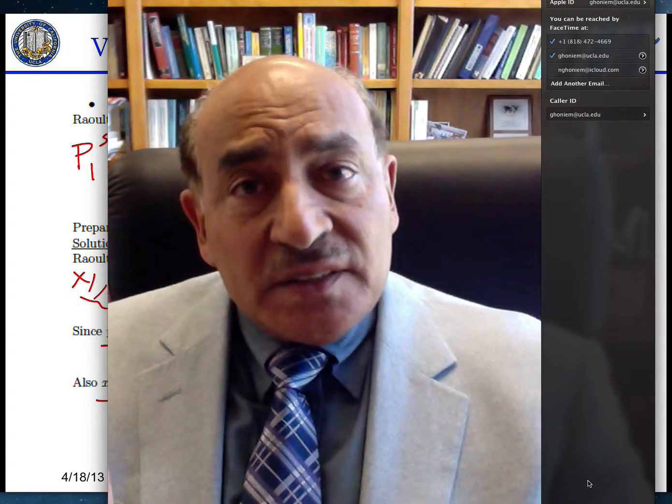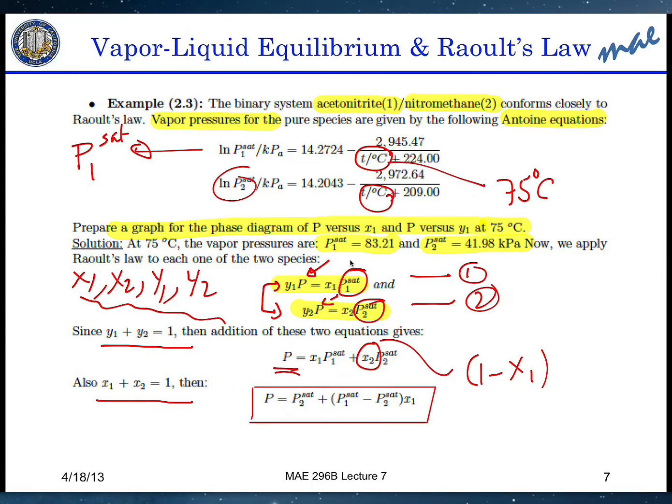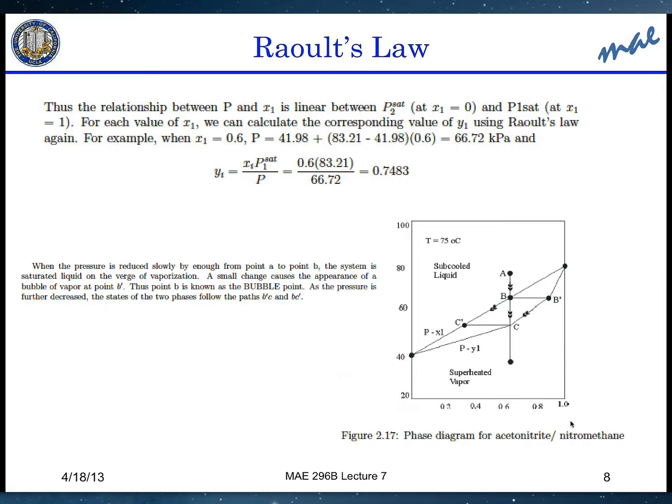So I want to find y1, what do I do? I have to go back to Raoult's equation and substitute for what I know. Given that I know x1, then I'll find P. And given that I know P and x1, I can substitute and find y1 and proceed.